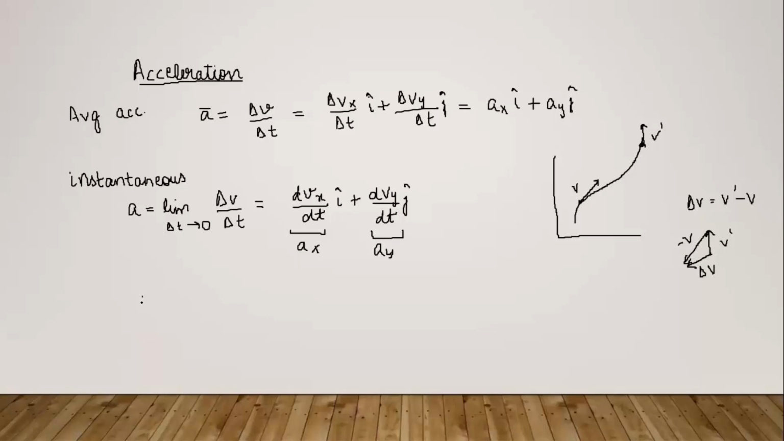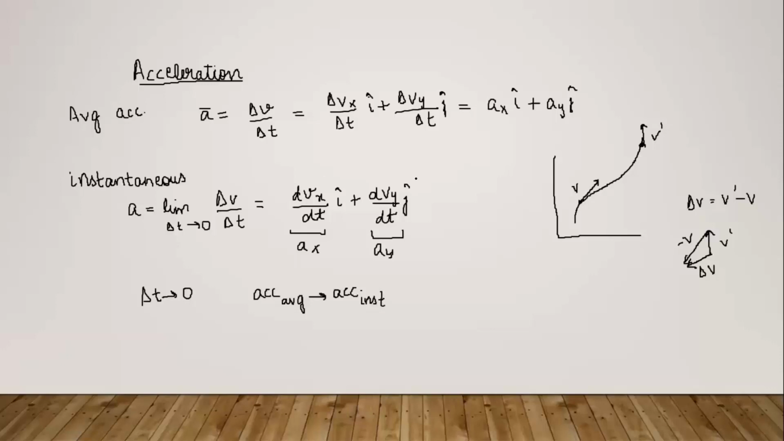As delta t is tending to 0, average acceleration will be tending to instantaneous acceleration. So we have seen how we can calculate the average acceleration and the instantaneous acceleration mathematically. This will be very helpful in deriving the formulas which are related to motion in a plane. Now we'll stop here for this theoretical part.